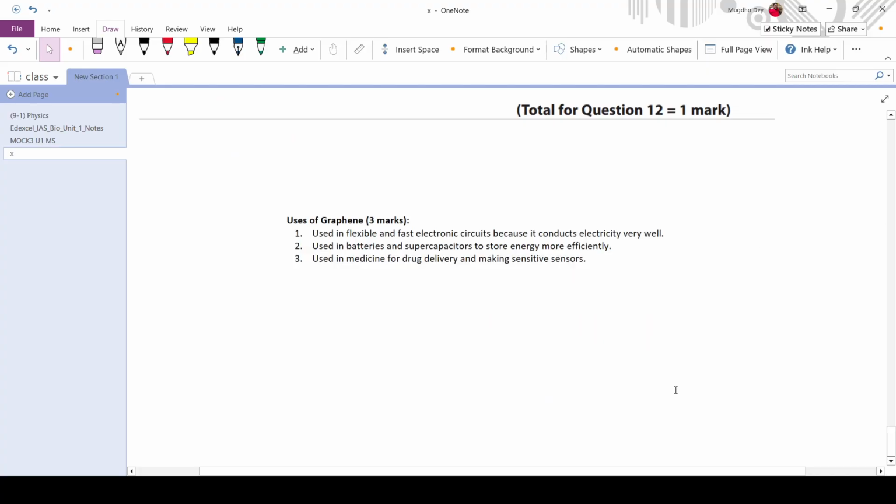It is used in flexible and fast electronic circuits because it conducts electricity very well. It is used in batteries and supercapacitors to store energy more efficiently. And it's also used in medicine for drug delivery. You can just write these three for a 3 mark question. Okay, and why does it conduct electricity? Same thing, it contains delocalized electrons. That's why. Okay, you can just copy this.